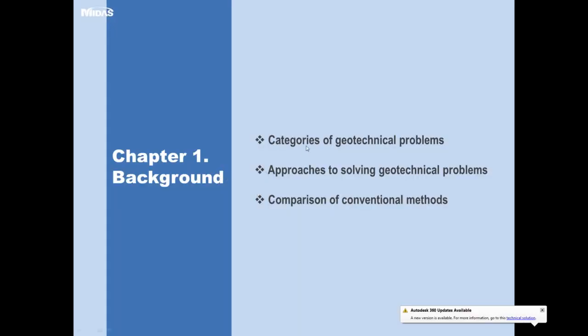Okay, so chapter 1, here's just a breakdown of our first chapter. We'll be going over the different categories of geotech problems. We'll be going over widely accepted or widely used approaches to solving these problems. And then we'll compare these conventional methods and discuss their strengths.